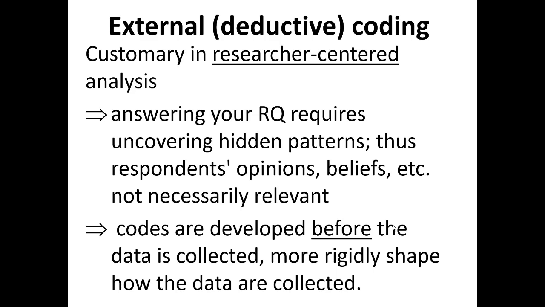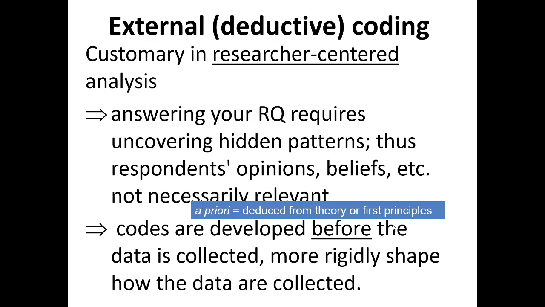In this case, and this is really the key point, your codes are developed before the data is collected. So they're developed a priori, if we use the fancy Latin phrase from the previous page. And they also tend to more rigidly shape how the data are collected, because you will ask particular kinds of questions that you think will then allow you to apply a particular code in its different range of possible variability within that code.